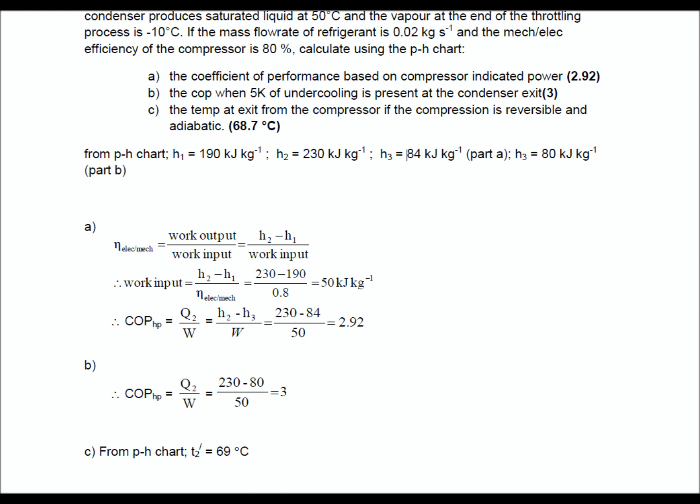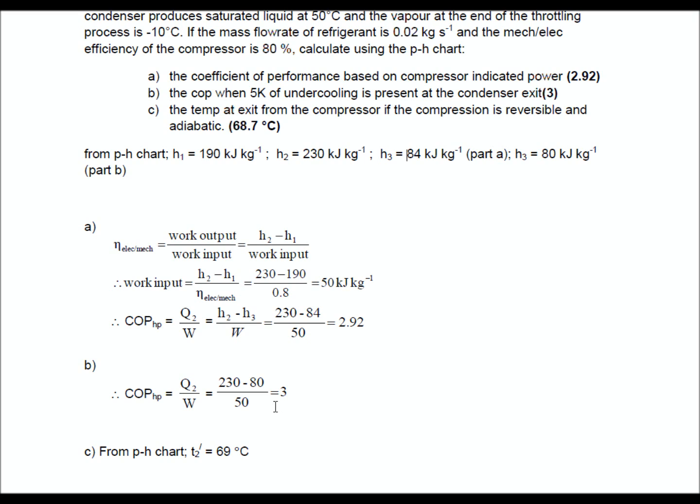So applying now our equation for the coefficient of performance for the heat pump, it is the heat transferred in the condenser divided by the work input in the compressor, and if we input our values from the chart, using the calculated value of 50 kilojoules per kilogram, we get a coefficient of performance of just under 3. Part B is when there is 5K of undercooling. So we're now using our 80 kilojoules per kilogram as opposed to 84, and that gives us a coefficient of performance of 3.